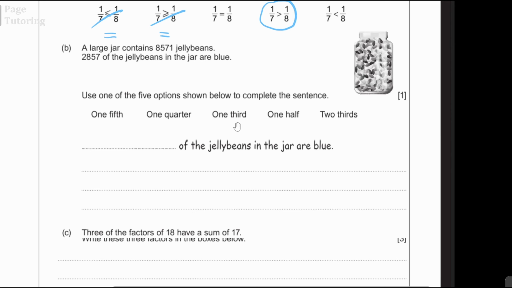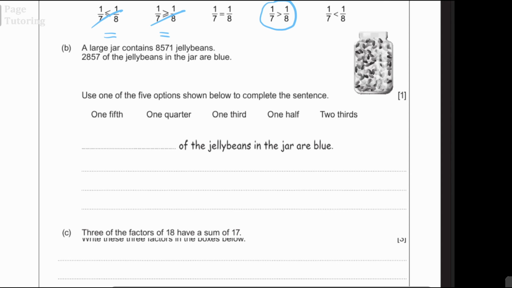2,857 of the jelly beans in the jar are blue. Use one of the 5 options shown below to complete the sentence. So what's the sentence say? So something of the jelly beans in the jar are blue. And you've got 1/5, 1/4, 1/3, 1/2, 2/3. So that's all in words.